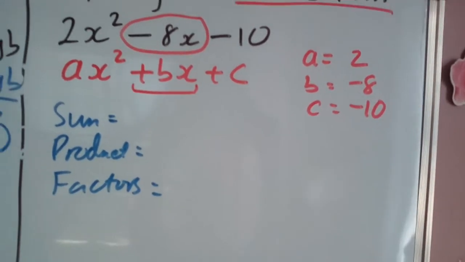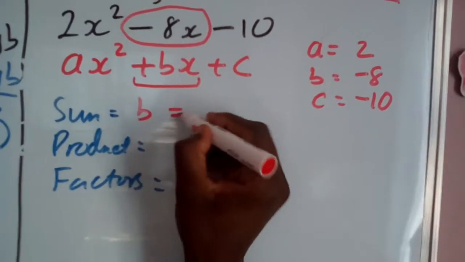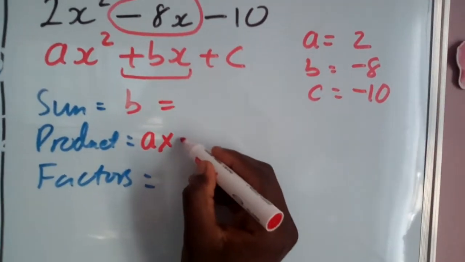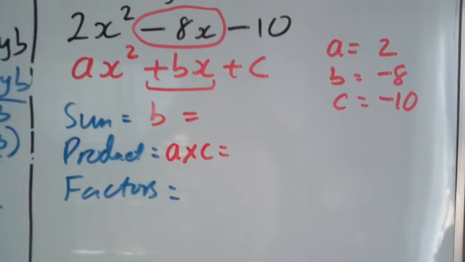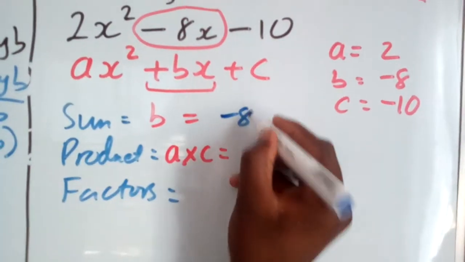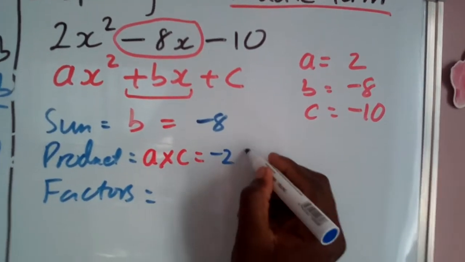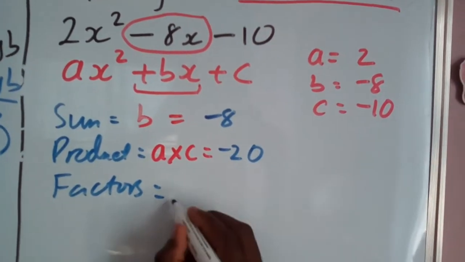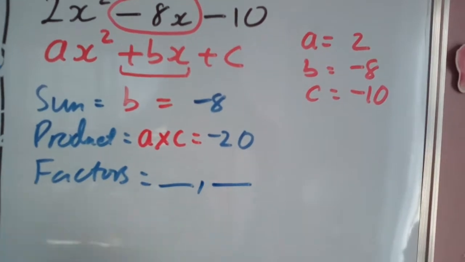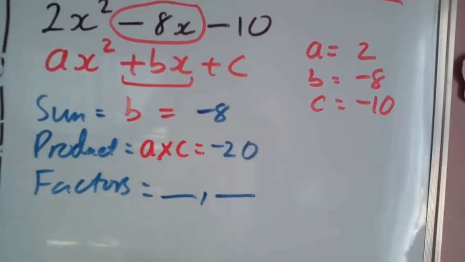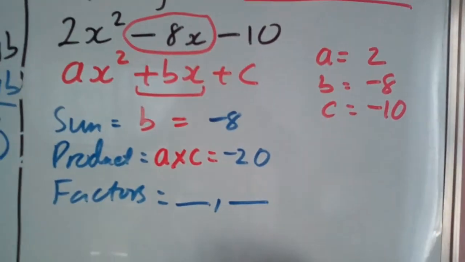Now, as we have seen, our sum is represented by the b value. Our product is represented as a times the c value. What is our b value? Minus 8. What is our a times c? We get minus 20. Now, the two factors are the two numbers which will multiply to give us minus 20. And at the same time, when you add them, they give you minus 8.